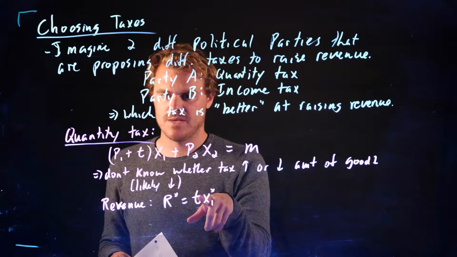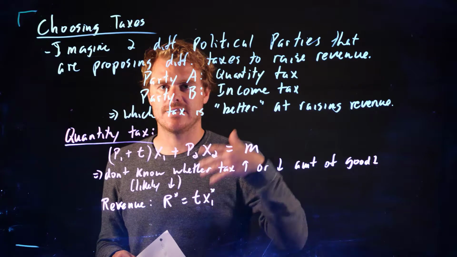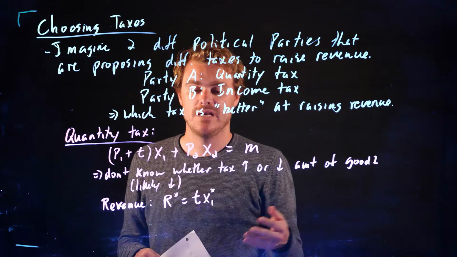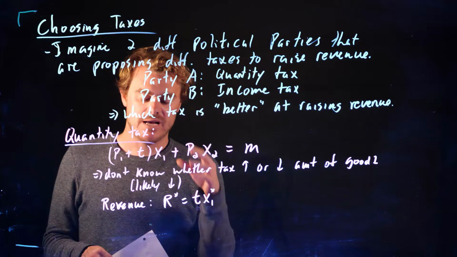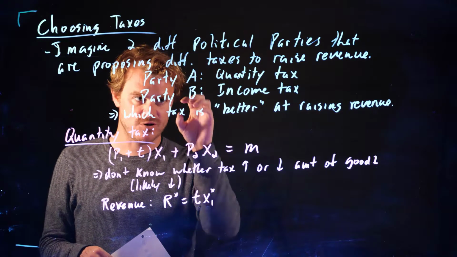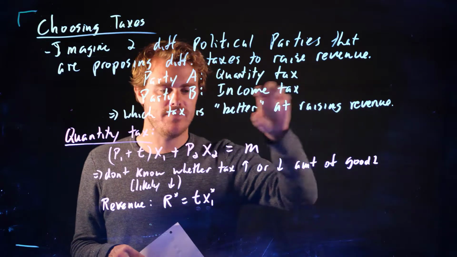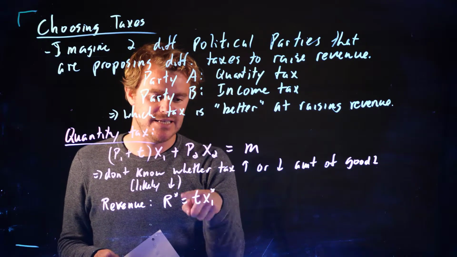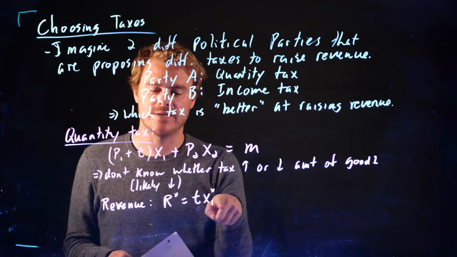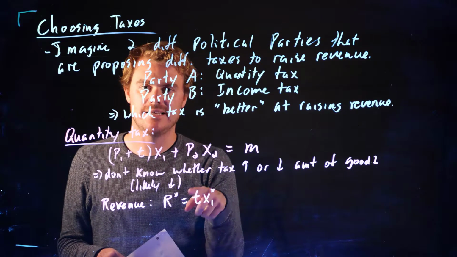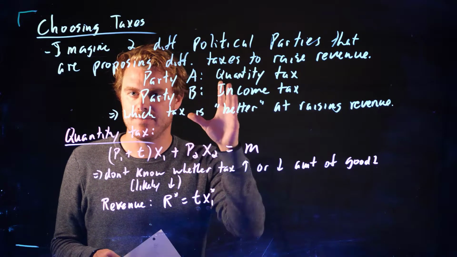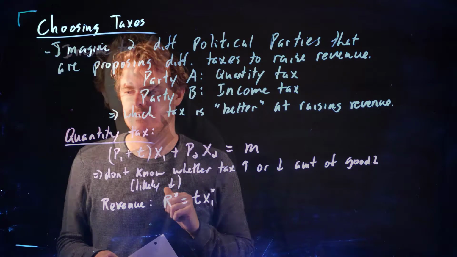All right, now let's go to income taxes and think about what that would look like. We're going to think about an income tax that needs to raise the same amount of money. So basically it'd be an income tax of exactly T times X1 star. That would be the size of the income tax, so we can raise the same amount of money. So let's quickly erase this and conceptually think about how to represent this.